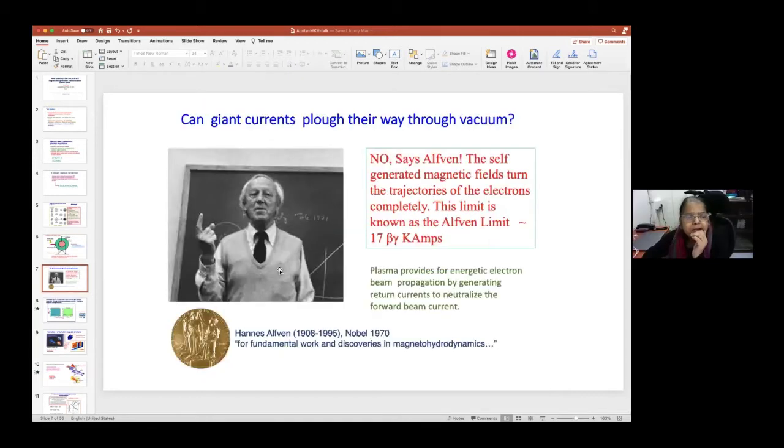So now the question is that, if you had vacuum, then the energetic electrons with currents higher than the Alfven limit will not propagate, because the self-generated magnetic field will turn the trajectory of the electron current. But interestingly, in plasma, beam propagation can happen because plasma provides for return shielding current, and the return currents basically neutralize the forward beam current, and so there's a complete neutralization and there's no magnetic field, so the current can plow through the plasma medium. So this is what happens inside the plasma.